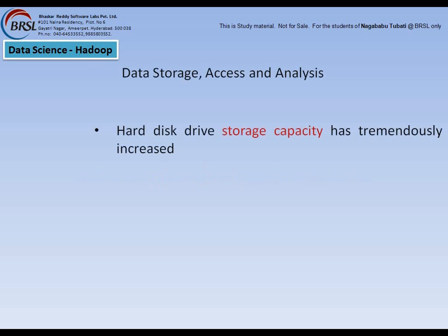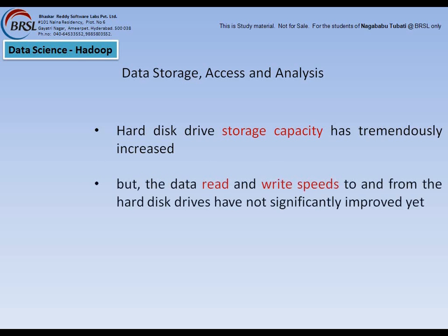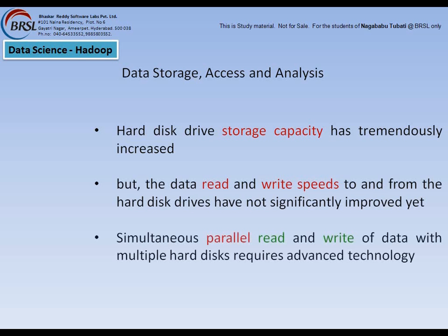Hard disk drive storage capacity has tremendously increased. Over 40 years of IT, we have increased the storage capacity of a hard disk drive. But the data read and write speeds to and from the hard disk drives have not significantly improved yet. We are unable to read and write the data efficiently into the hard disk. To solve this problem, we can go with multiple hard disk drives. Simultaneous parallel read and write of data with multiple hard disk drives requires advanced technology.